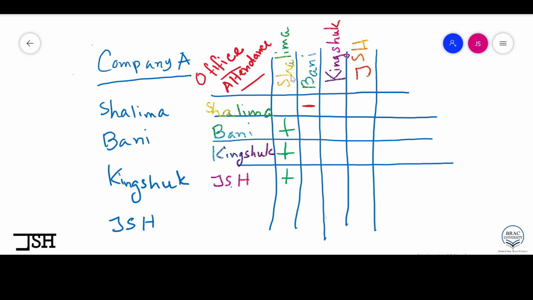Now let's move on to the next cell. So here we compare Bunny with Bunny. Now, just as I explained earlier, comparing yourself with yourself doesn't make sense. So this cell is going to remain empty. Let's move on to the next cell.